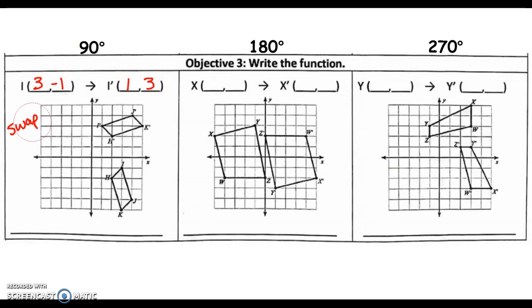Then you need to ask yourself, did anyone's sign change? Well, yeah, we see we have a negative 1 here, but a positive 1 here. This is our y value, so the y changed. So then you would just simply remember your coordinate rules. Which rotation swaps the x and y and changes the y? Well, we know that that is a 90 degree. Once you recognize what rotation it is, you'll just write the function for a 90 degree.